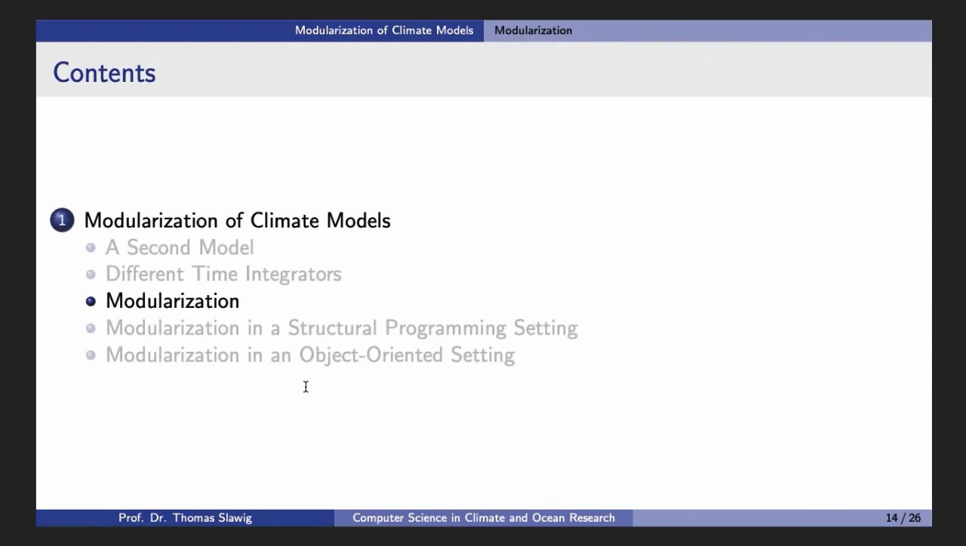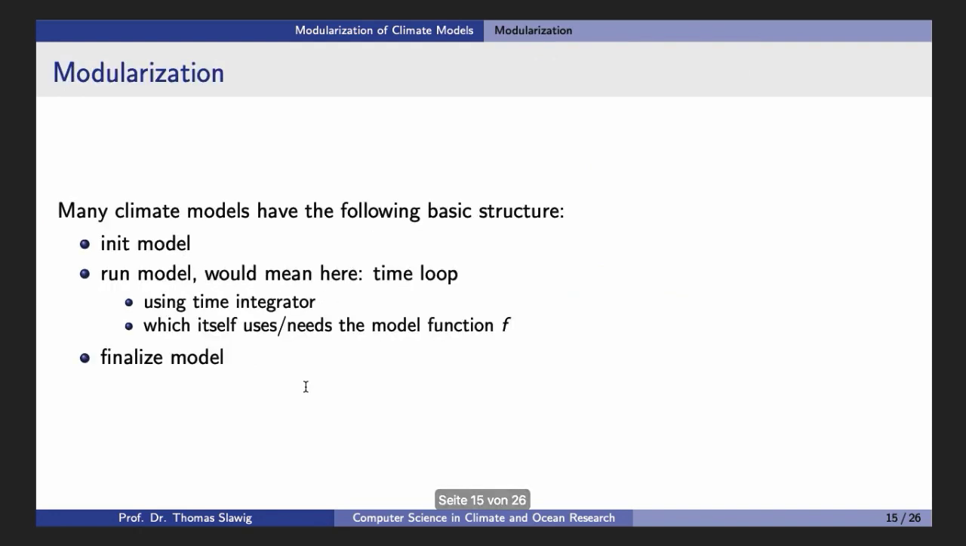Now I come to the point of the modularization of climate models and of simulation models in general. For climate models, you will find that many climate models have the following basic structure. Operational and real-world climate models usually have some initialization. They read a lot of data, so maybe description of the Earth's surface, the topography, and also for the oceans, and maybe initial values. There usually will be something like an init model. And then the second part will be the actual run, so the time loop.